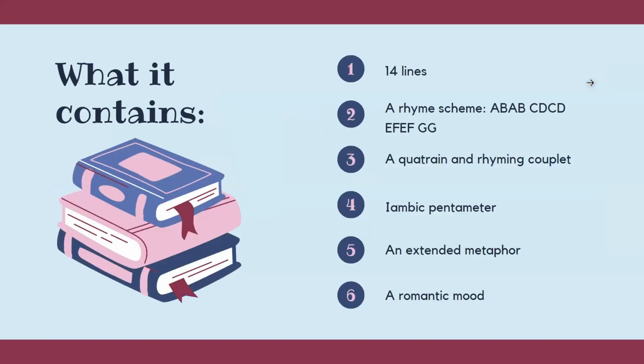It contains 14 lines. It has a rhyme scheme of A, B, A, B, C, D, C, D, E, F, E, F, G, G. Okay, that's 3 quatrains and a rhyming couplet. It has iambic pentameter, which is 10 syllables. The first one not stressed and the second one stressed, and it goes in succession. I will explain that in further detail later.